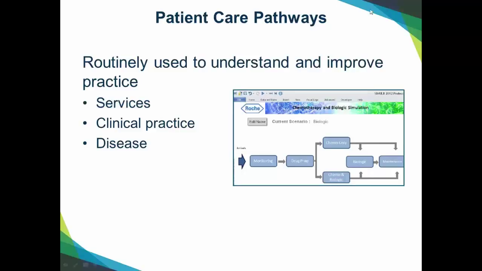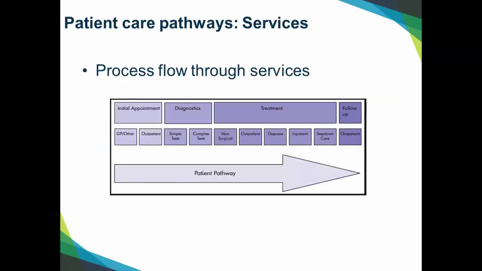So something about patient care pathways then. As anyone involved in patient care knows, they are routinely used to understand and improve our practice. And one of the things I've been interested in looking at is how people develop these pathways and whether there are common ways that we start to think about patient flows and activity. And I've defined these as services or clinical practice or disease, and I'll explain a little bit more about what I mean by those. So in the first example, we're looking at services.